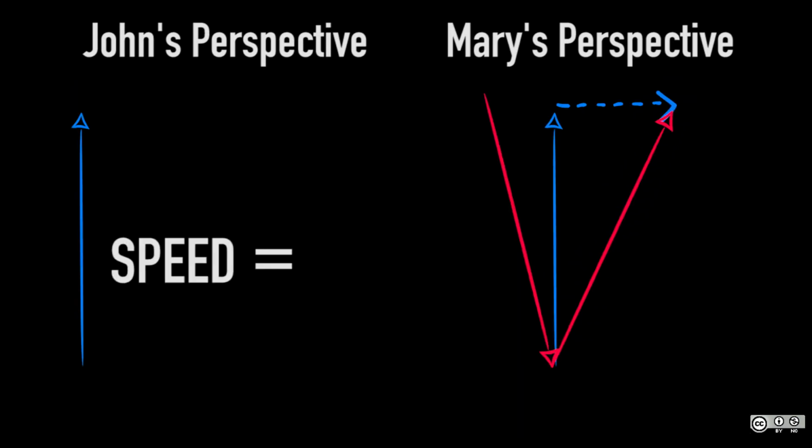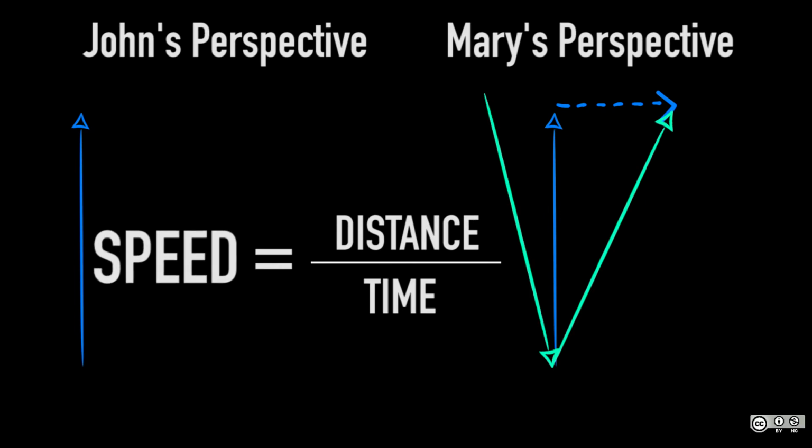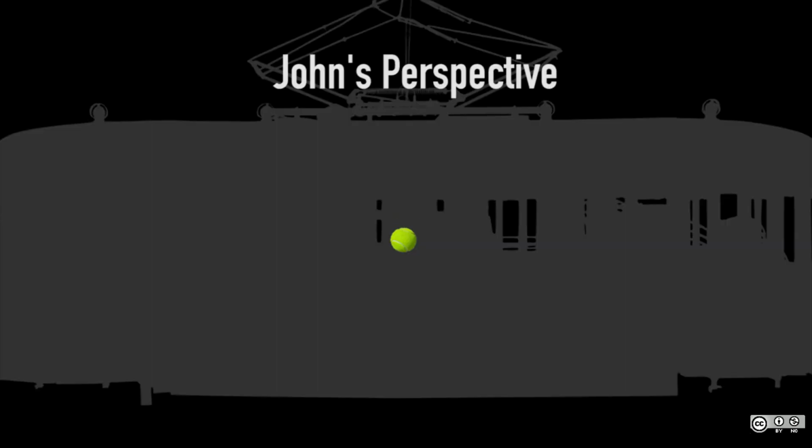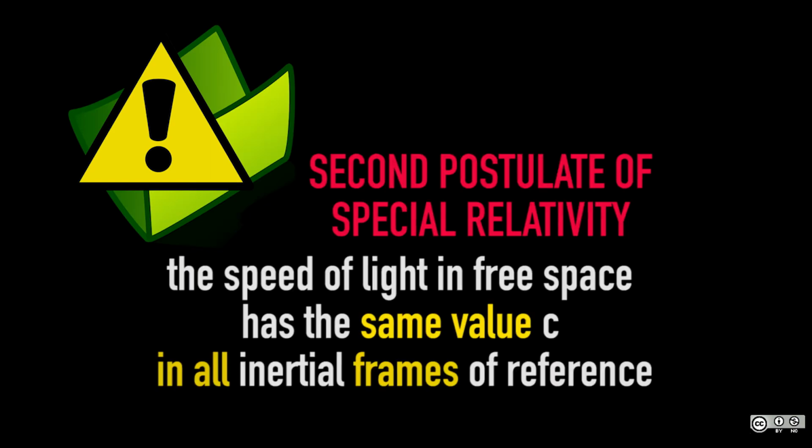And since speed is distance over time, Mary concludes that the ball is moving faster as the path covered, according to her, is longer. However, now imagine instead of a bouncing ball, John is bouncing a light beam between two mirrors. It's important to remember that the speed of light is always constant no matter what. That's the second postulate of special relativity.